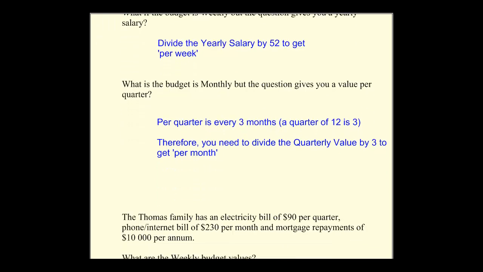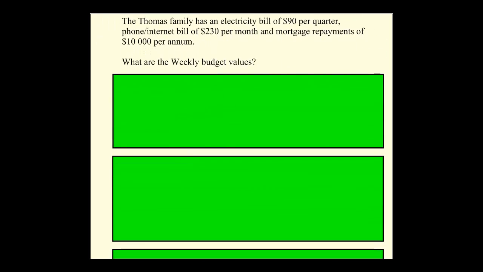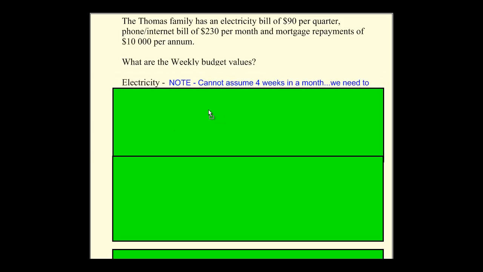So they seem pretty straightforward. And here's an example where we'll put them together. The Thomas family has an electricity bill of $90 per quarter, a phone and internet bundle of $230 a month, and mortgage repayments of $10,000 per annum, or per year. So what are the weekly budget values? First off, we'll handle the electricity bill.